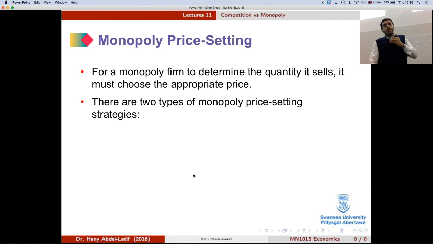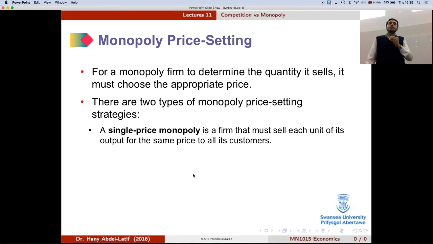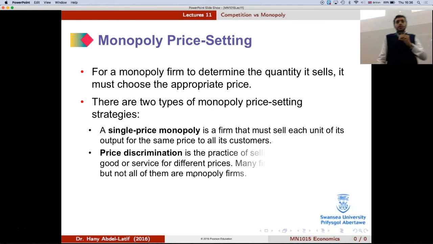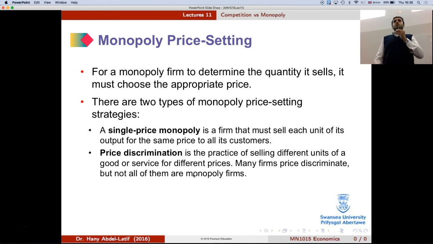There are two strategies to set the price. They could have one price for all outputs, for all customers, and that's the case we're going to look at today. Or they could have a kind of price discrimination where they sell different units for different prices. This is something we're not going to cover in this lecture. So what we're going to look at is the single price monopoly. What does this mean? Single price monopoly: they sell each unit for the same price to all customers.